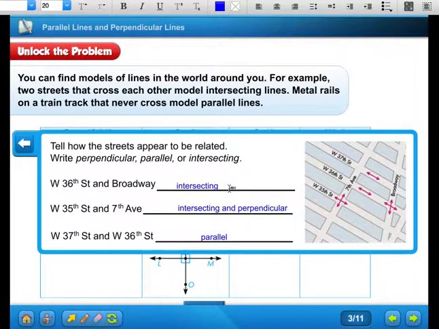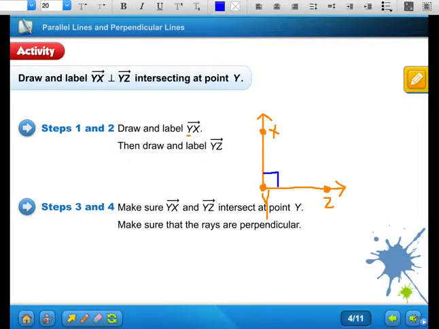So we have intersecting, where they cross. We have intersecting and perpendicular. They crossed, but then they had those 90 degrees, which made it perpendicular, perfectly 90 degrees. And then parallel, where the other ones will never cross. This 37th Street and 36th Street never came together. They just keep going straight. All right, perfect. We just did this one also. We did our rays.